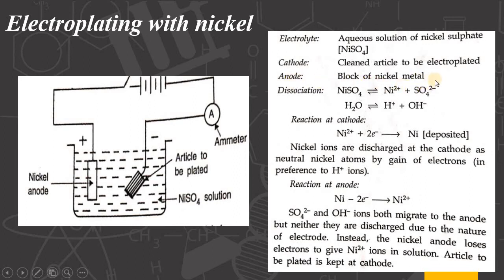So the aqueous solution of nickel sulfate will be dissociated into Ni+2 and sulfate SO4-2. Also there is water in the solution because it is an aqueous solution, giving hydrogen and hydroxyl ions. Now at the cathode there will be nickel deposited. Nickel ions are discharged at the cathode as neutral nickel atoms by gaining electrons in preference to hydrogen ions.